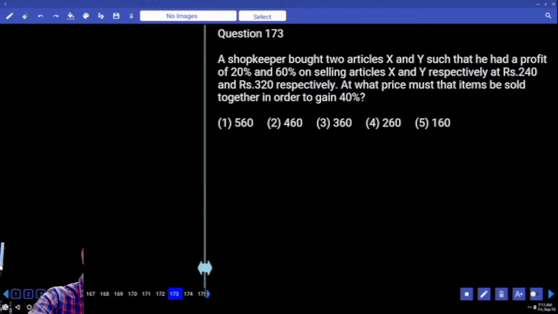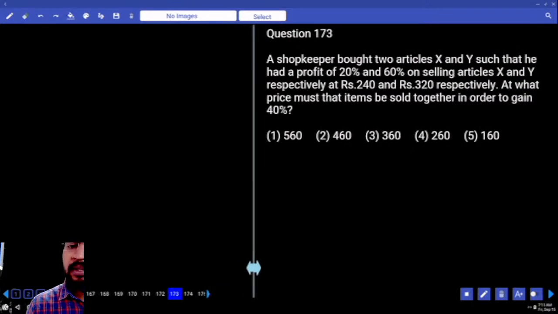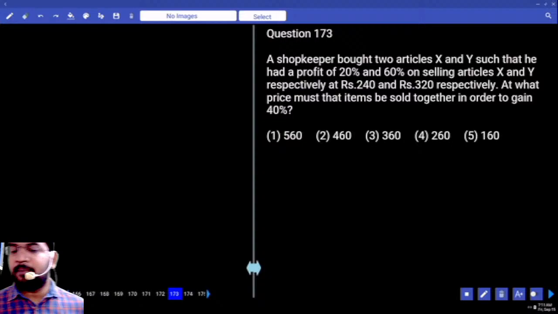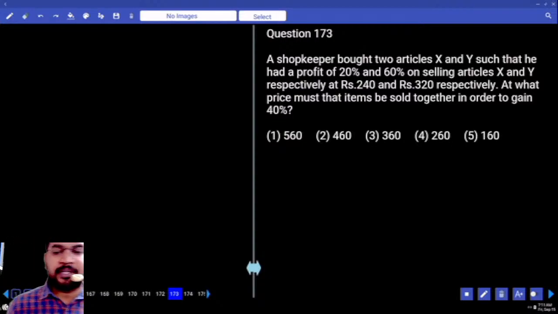Next, 173. A shopkeeper bought 2 articles, X and Y, such that he had a profit of 20% and 60% on selling article X and article Y respectively, at 240 and 320 respectively. At what price must they be sold in order to gain 40%?